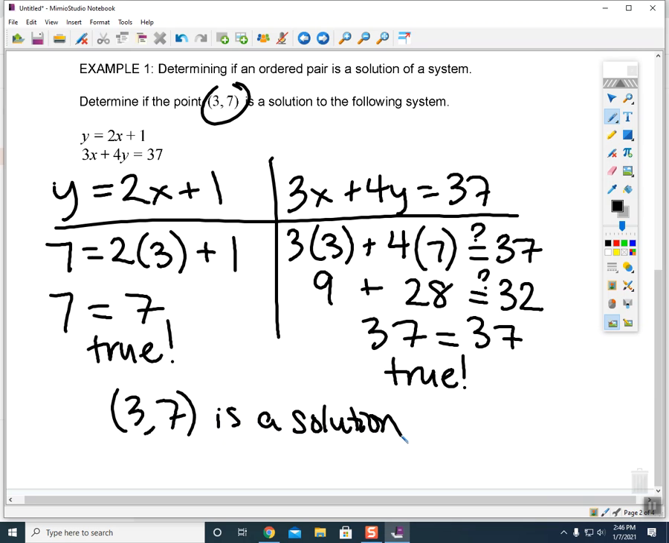Something to think about: we're dealing with straight lines. Are they going to intersect more than once? The answer to that is no. They are not going to intersect more than one time. So not only is this a solution, (3, 7) is the only solution to this system of equations, because lines are only going to intersect one time.